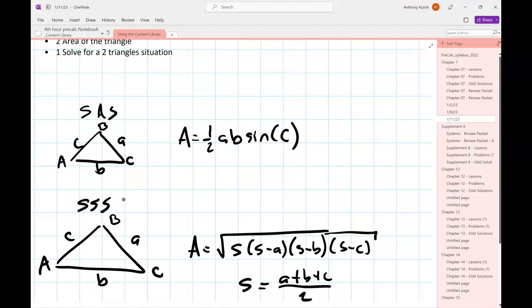Yeah. So again, the area problems are hugely just plug it into the formula. Just make sure you get the letters in the right spot. And you recognize which situation you're in. What do you guys think? Does that feel okay? Okay.